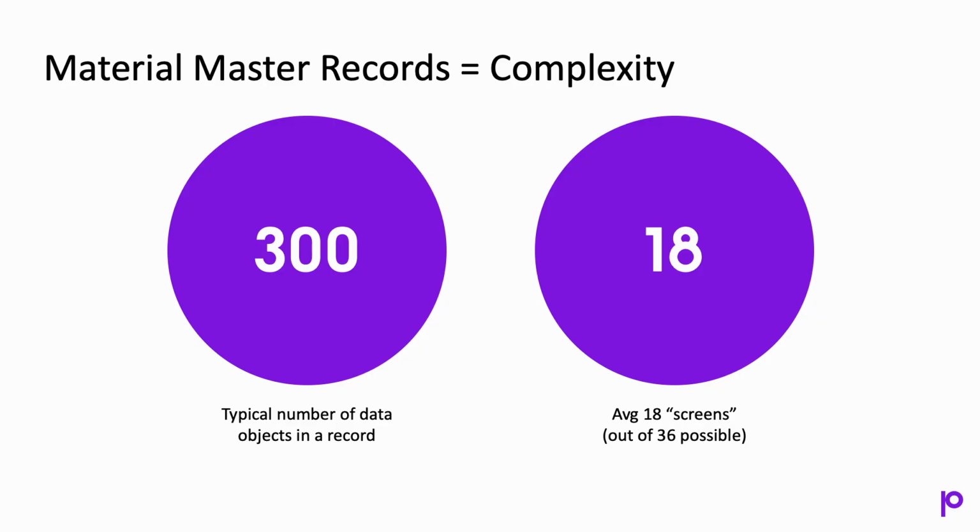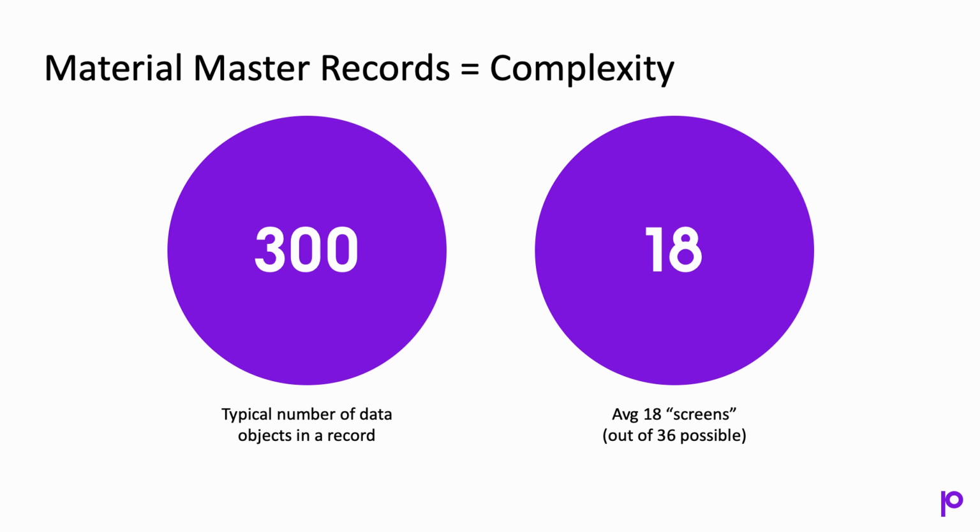And if you think about the complexity of a Material Master record, the average Material Master record has somewhere around 300 data elements. And if you're in the SAP GUI or Fiori or GUI for HTML, you've got multiple screens that you're having to manage that data through.